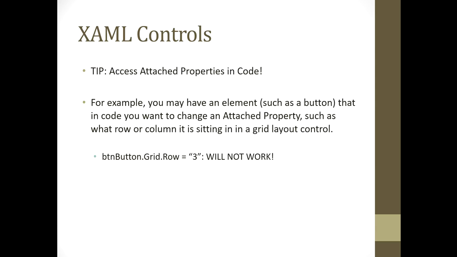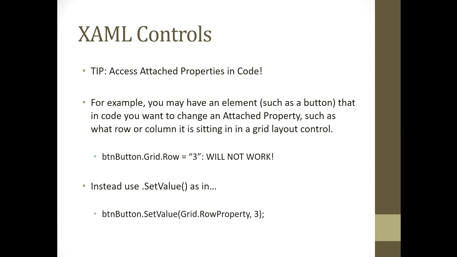Okay. Just a final tip here. Attached properties. We saw that they are properties not of the object itself, but of its container, right? So we're attaching to them. What if we want to modify them in code, right? You might think you'd do something like this. Okay, if we have some button, we go that.Grid.Row and so on. That's not going to work, right?